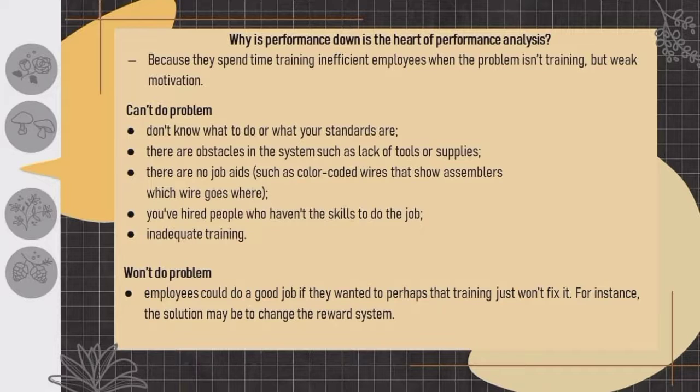So when somebody can't do something, it's because he or she lacks the skill to do it. But when somebody won't do something, it's because he or she lacks the will to do it, and there is no such way that training can fix it. Perhaps the training just won't fix it.